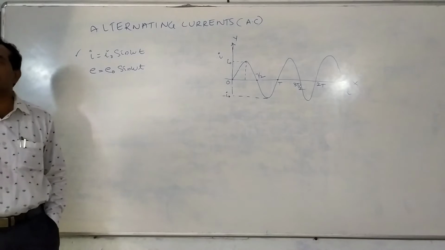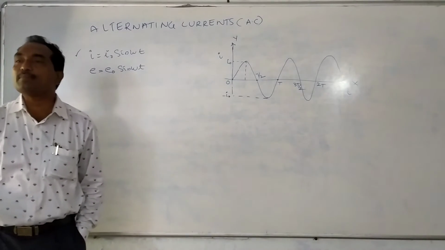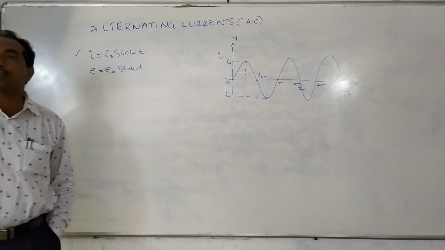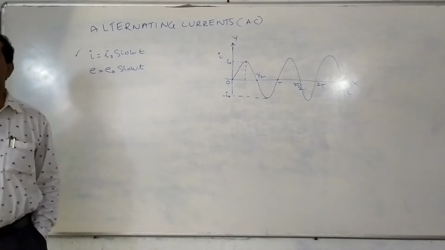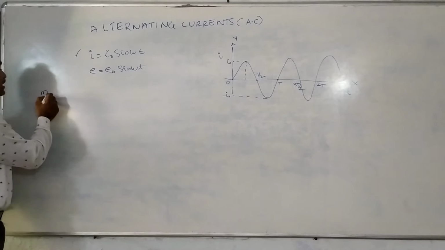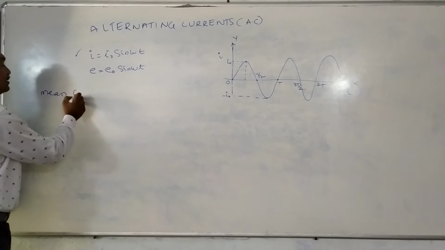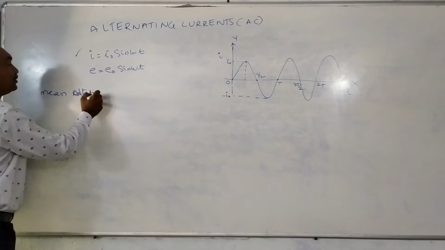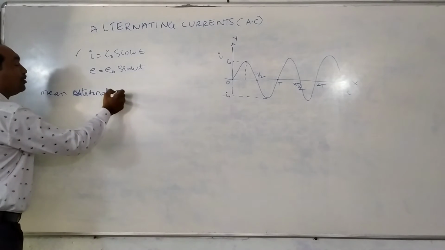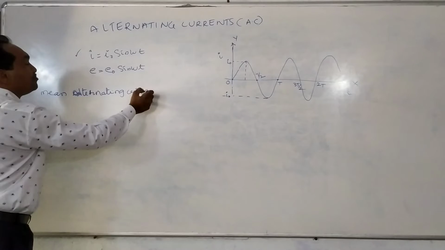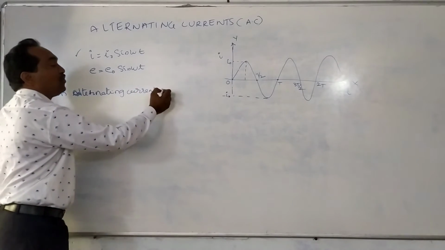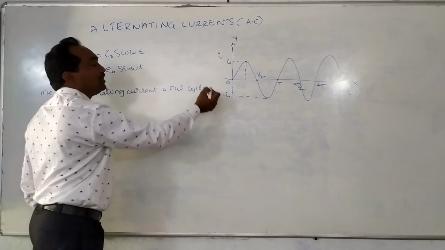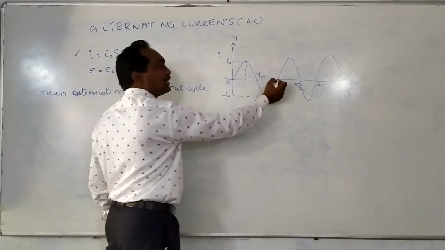So how can we measure it? For that we will take the average, that is the mean. How can we calculate the mean? So the mean of alternating current can be written like this: mean alternating current in a full period or full cycle. A full cycle is nothing but from here to here.